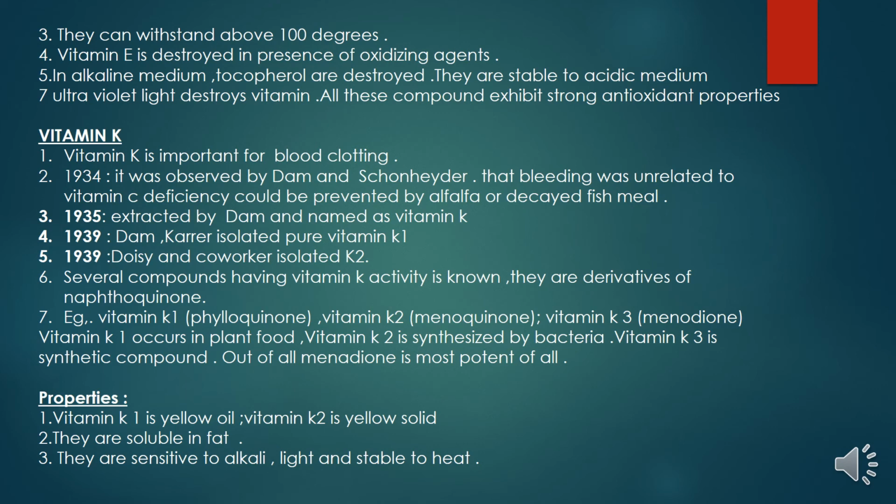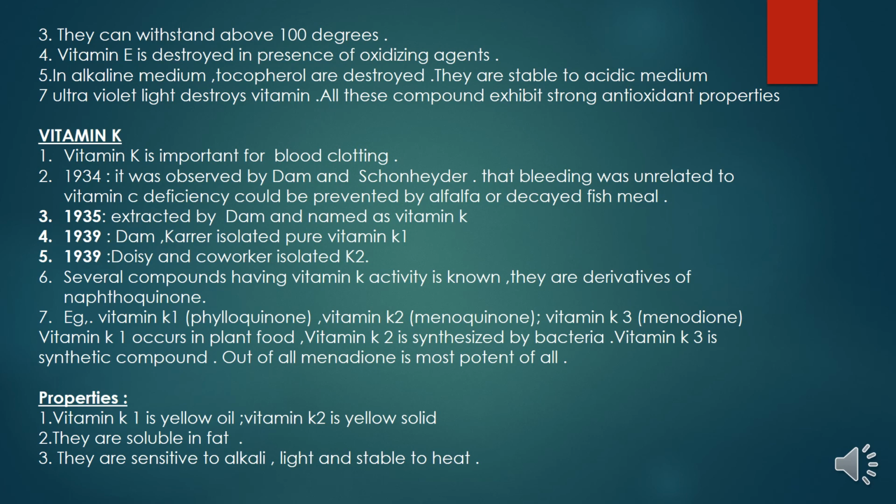Vitamin K. Vitamin K is important for blood clotting. In 1934, it was observed by Dam and Schonheyder that bleeding unrelated to vitamin C deficiency could be prevented by alfalfa or decayed fish meal. In 1935, it was extracted by Dam and named vitamin K. In 1939, Dam and Karrer isolated pure vitamin K1, and in 1939, Doisy and co-workers isolated vitamin K2.